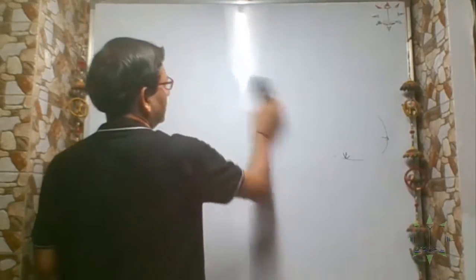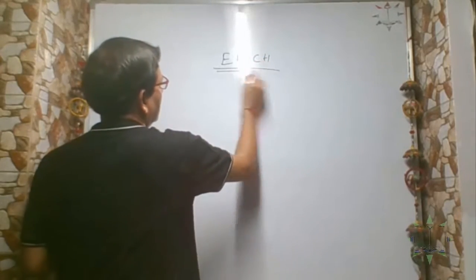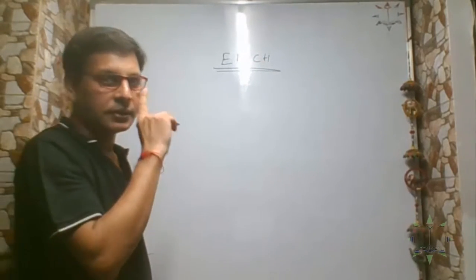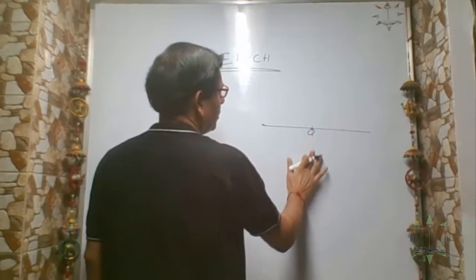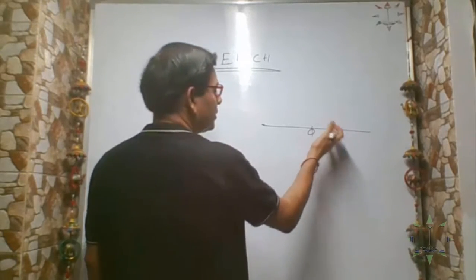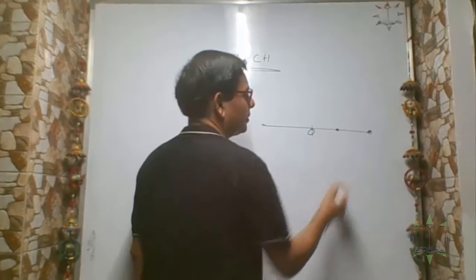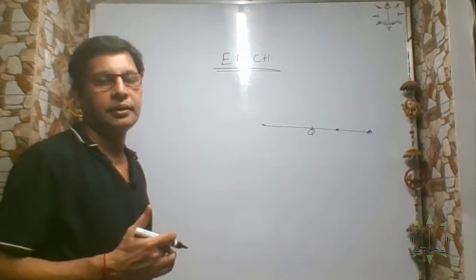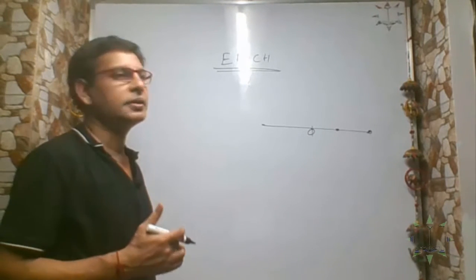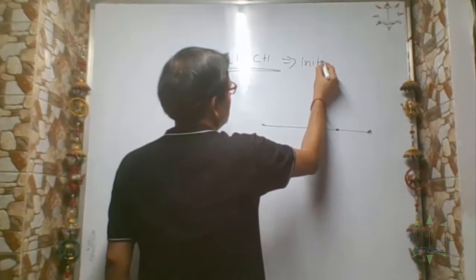Now the last term, epoch. Epoch means what? It is the initial phase. Not necessarily will the particle execute simple harmonic motion from its mean position. The particle can start executing motion from this point. Normally, we lift the particle from here, from the extreme end. So whatever be the initial angle, that angle is called the initial phase.